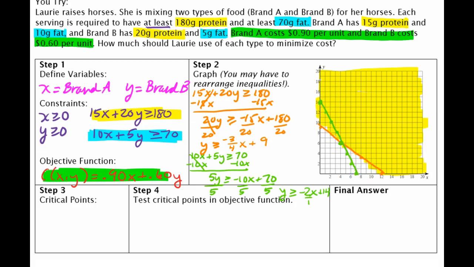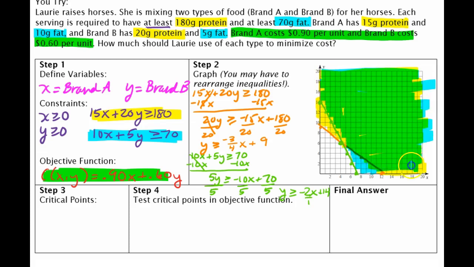All right, so I have to shade everything above this line again because it's greater than. So that would be all of this area up here. So all of this stuff that's highlighted in green is where they overlap.